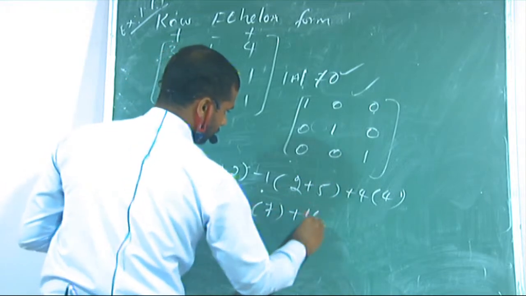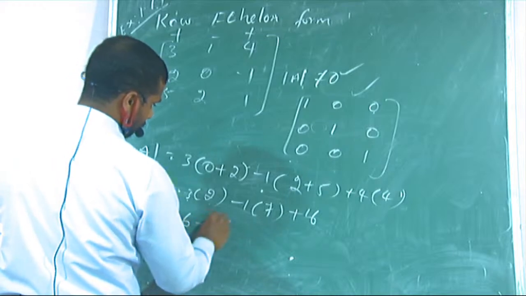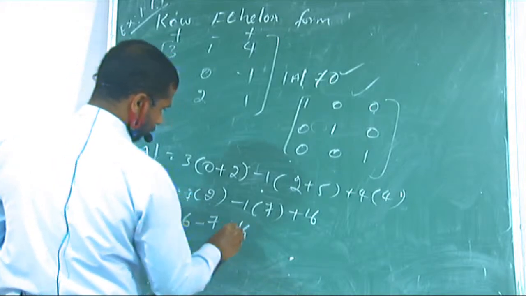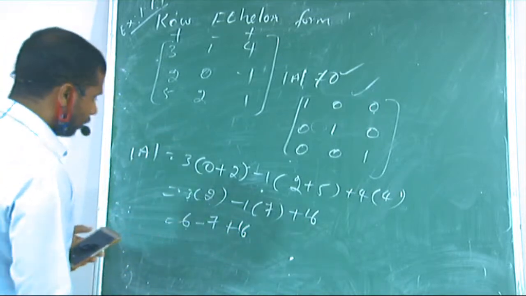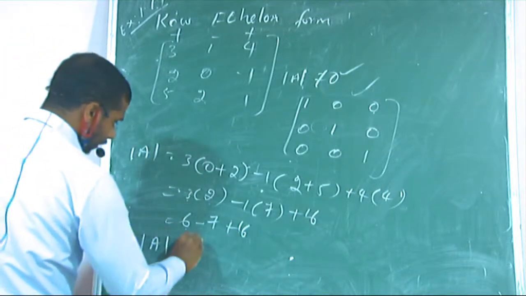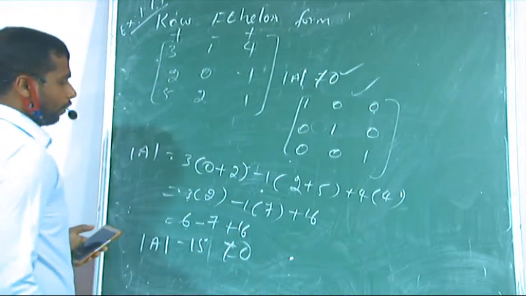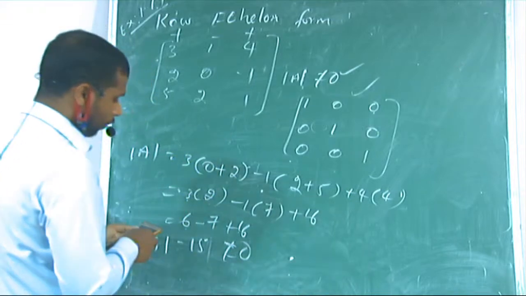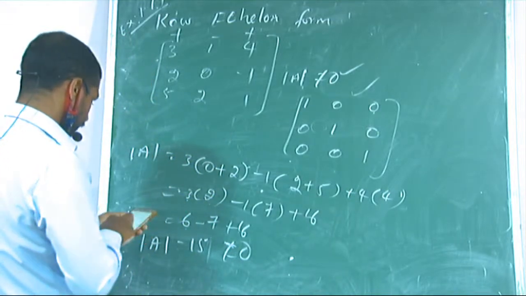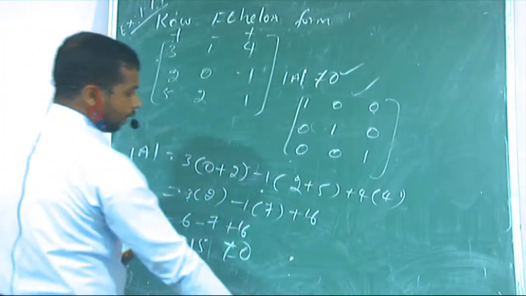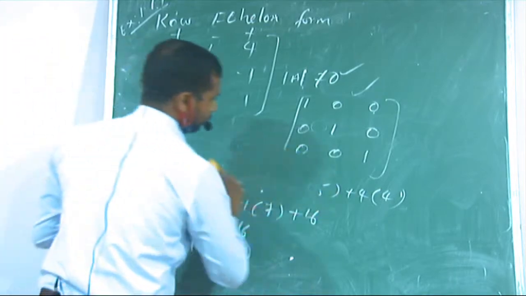Then plus 16. Check it there. 3 into 2, 6. Again, minus 7 plus 16. So 16 plus 6 is equal to 22. 22 minus 7 is equal to 15. Therefore, determinant A is equal to 15. We have to prove non-singular, not equal to 0. First condition is clear. Now I am moving to the second condition. Second condition, what we have to do? Identity term. Identity term means we have to show the 3 into 3 identity matrix. Okay.